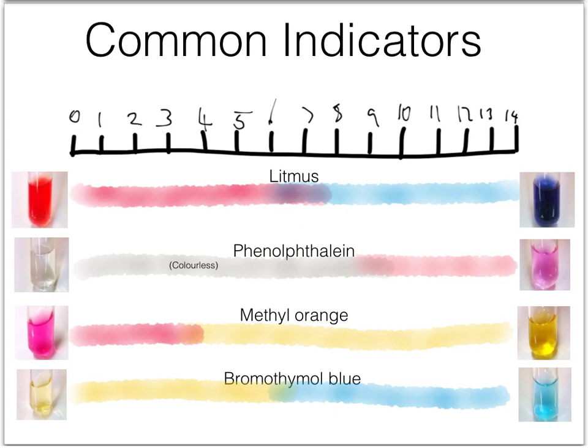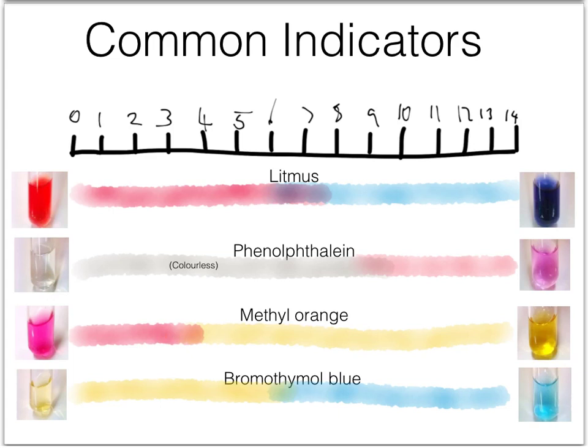Phenolphthalein is another indicator, a common indicator. It goes from colourless up through a pretty pink, and it's quite an intense pink depending on how basic it is. It changes in the basic range, so it's changing around about pH 9. Methyl orange goes from a pink to a sort of orangey yellow, and it changes colour in the acidic range, so it's changing around about pH 3 to 4.